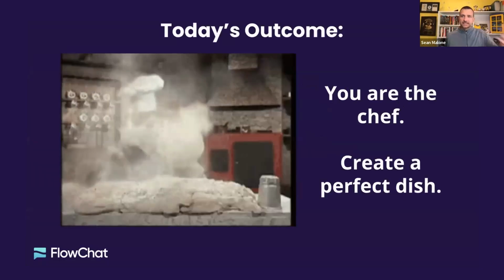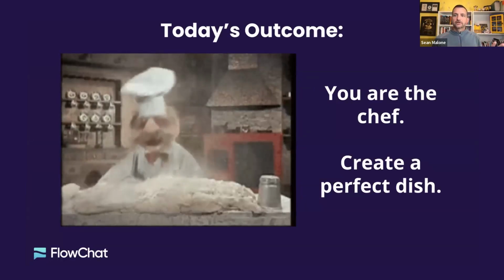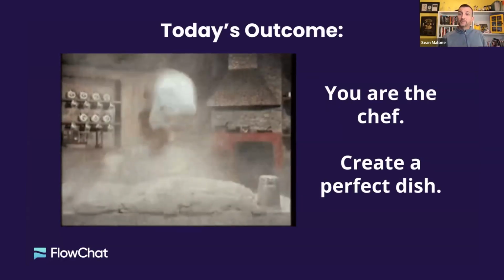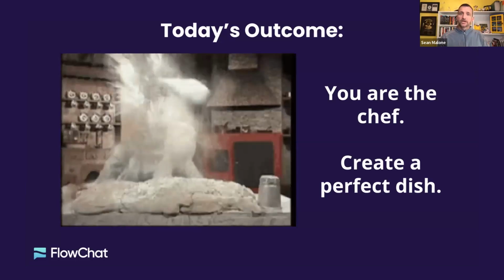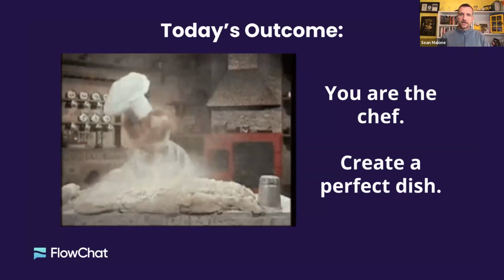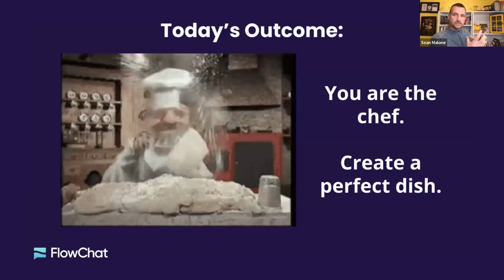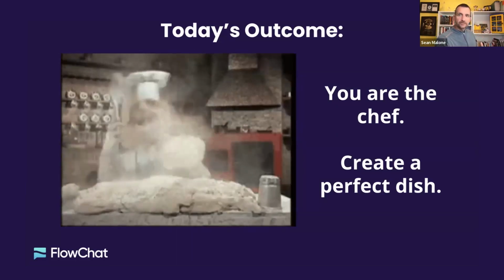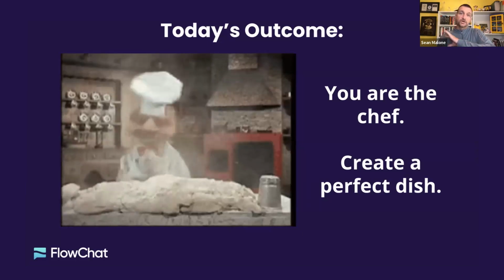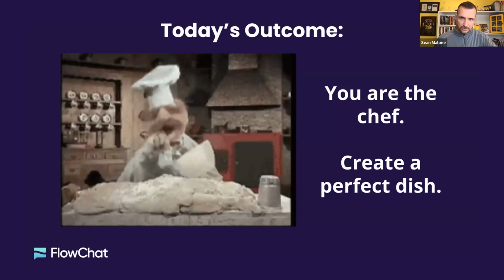Right? And so today's outcome is very, very simple. You are the chef, okay? And we're going to walk through creating a perfect dish. The ingredients that we're going to use are only 6 meta biases. I'm going to show you how to put them in the right order so that every time you're making your perfect dish, when you put all the right ingredients, the 6 meta biases in, it creates a sale, okay?